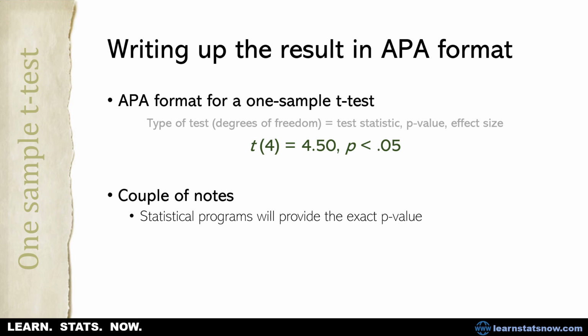It's fine to report the exact p-value as a statistical program will give it to you, but even if you just said p is less than 0.05, that would be correct as well.